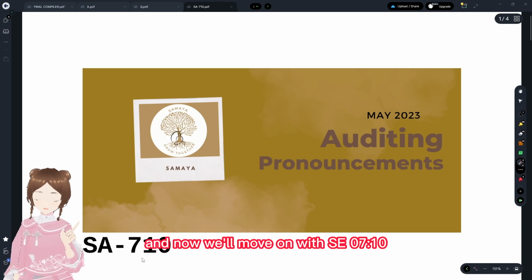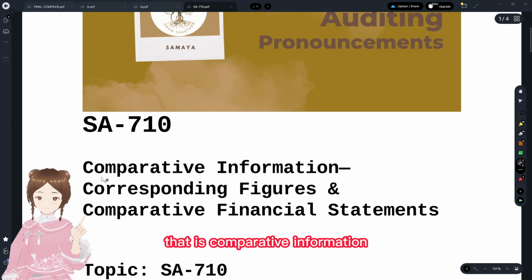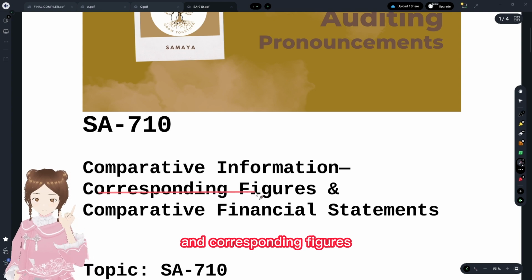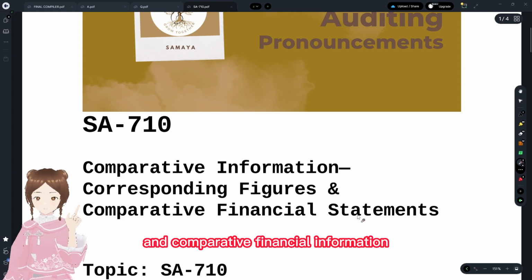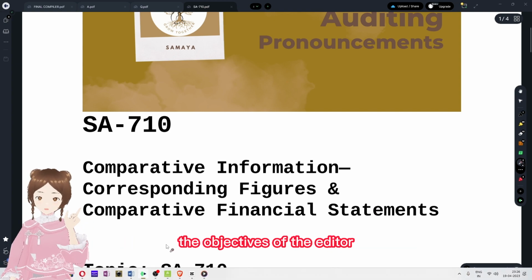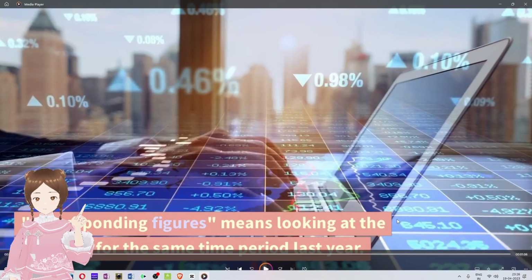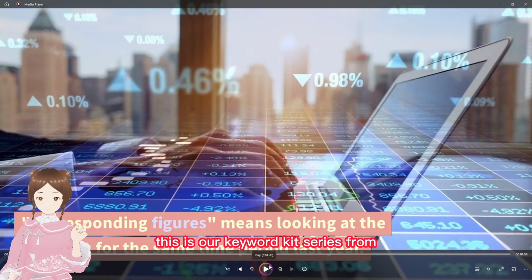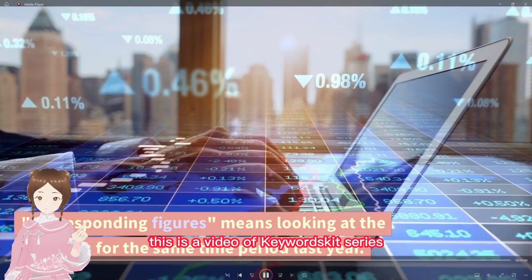And now we'll move on with SA 710, that is comparative information and corresponding figures and comparative financial statements. This time we are not going to see directly the objectives of the auditor, we'll watch a video. This is our keyword kit series. This is a video of the keywords kit series.